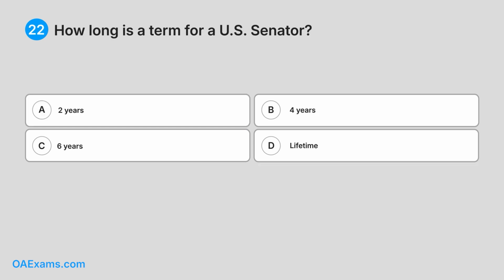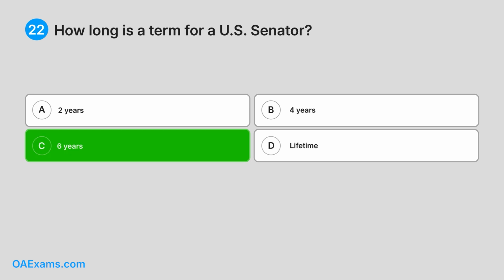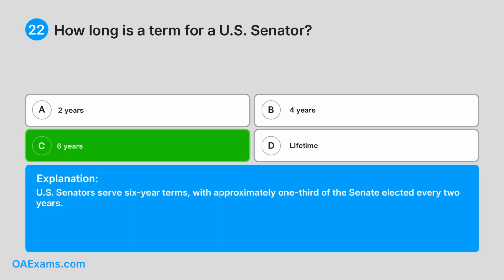Senator? A. 2 years. B. 4 years. C. 6 years. D. Lifetime. What do you think is the answer? Correct answer. C. 6 years. Explanation. U.S. Senators serve 6-year terms, with approximately 1/3 of the Senate elected every 2 years.